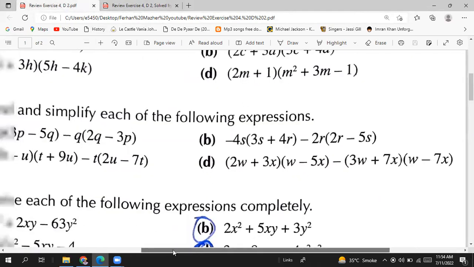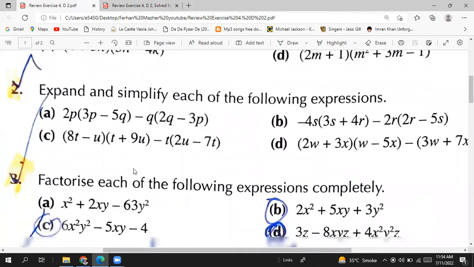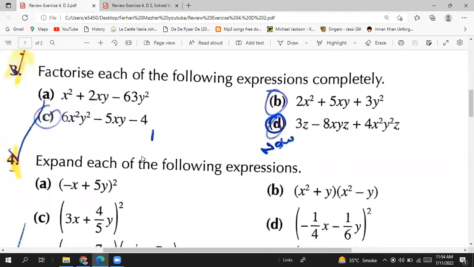Okay, so that was question number 2, D part. Now we are going to the next question, question number 3. It says, factorize each of the following expressions completely. Okay, so we have x squared plus 2xy minus 63y squared.